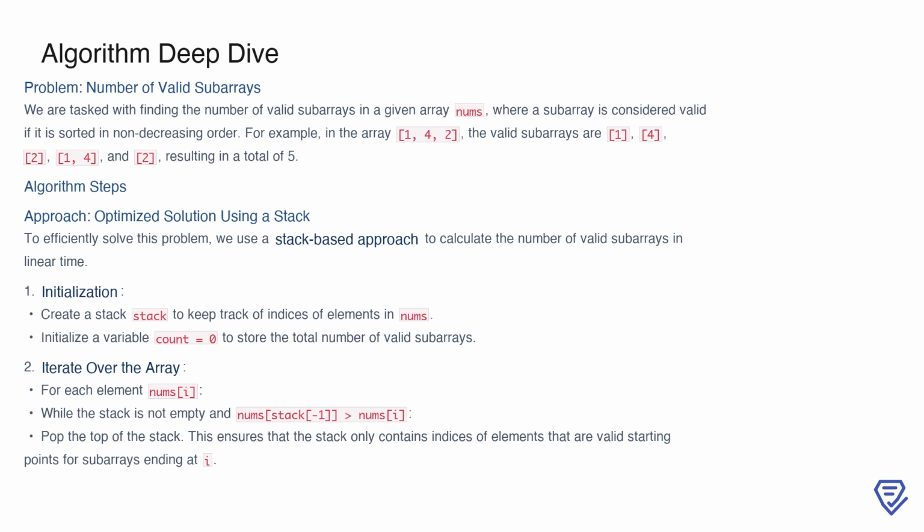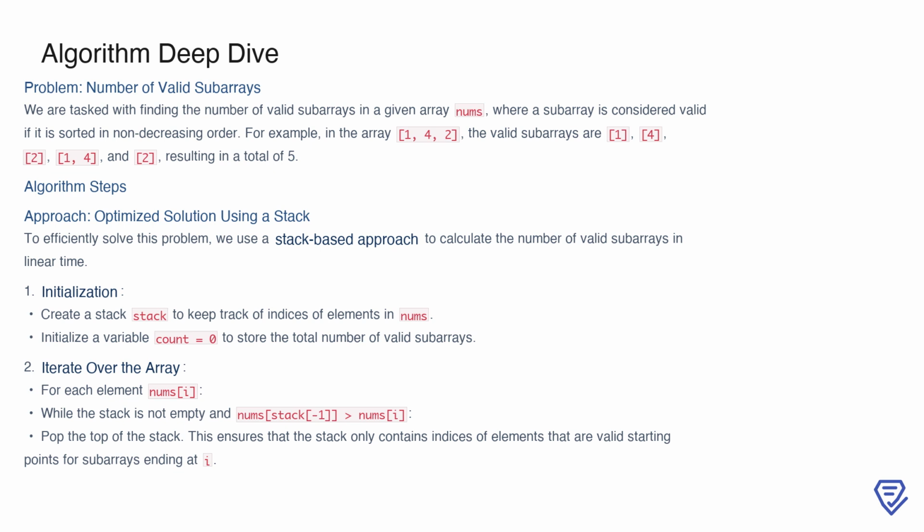To solve this efficiently, we use an optimized approach based on a stack. The idea is to use the stack to track indices of elements that can serve as starting points for valid subarrays, and by doing so, we can calculate the total number of valid subarrays in linear time.